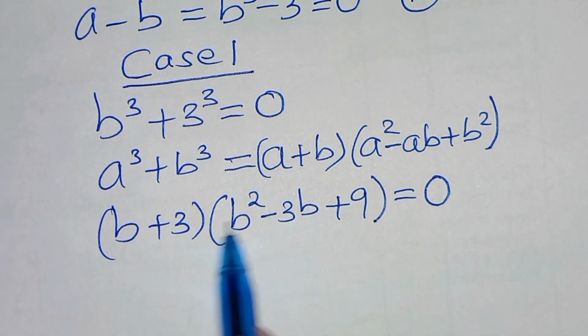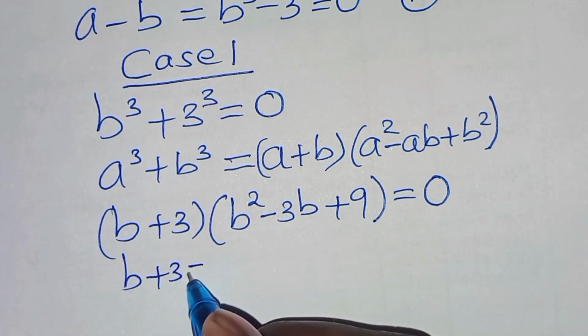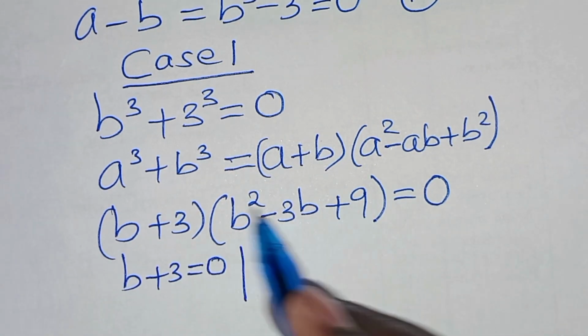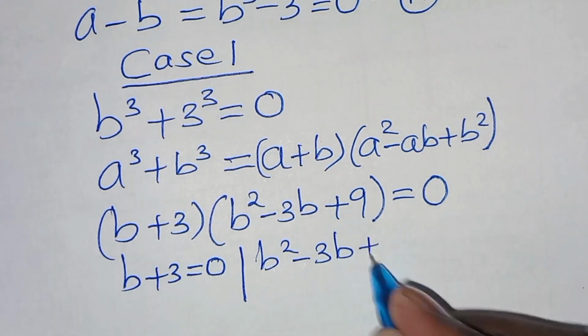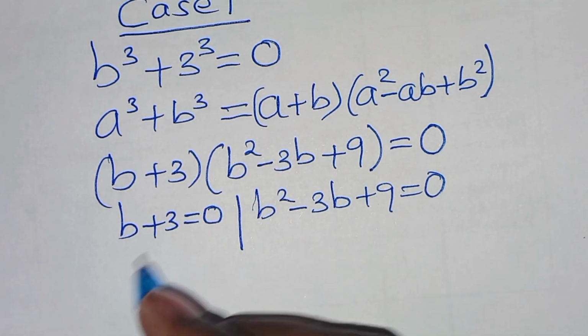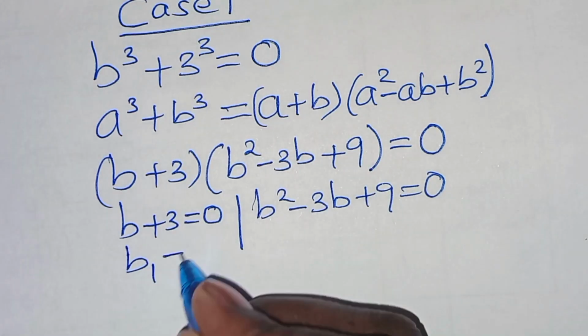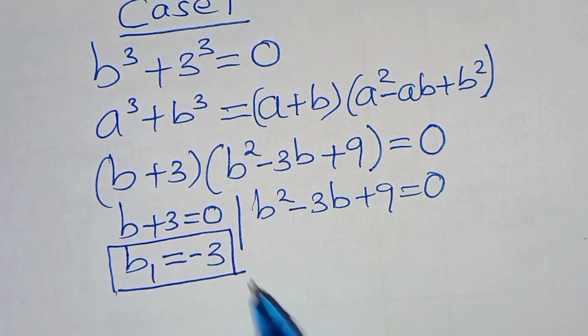So here we have two parts. The first part is b plus 3 equal to 0. The second part is b squared minus 3b plus 9 equal to 0. So the first value of b, b1, is equal to minus 3. This is the first real solution that we have.